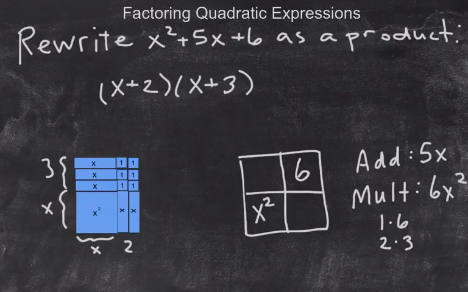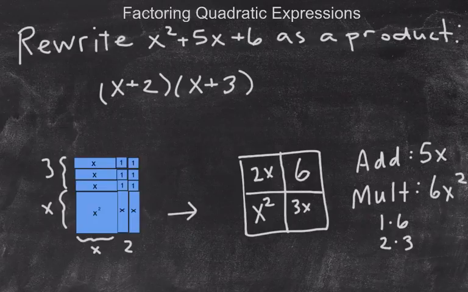And I know that I'm adding and multiplying to positive terms, so both of my terms that I'm choosing need to be positive. So that means I'm going to use 2x and 3x. Once I've got the inside of my area model filled out, I can pick a column or a row. I usually start with the bottom row, but it doesn't really matter where you start.